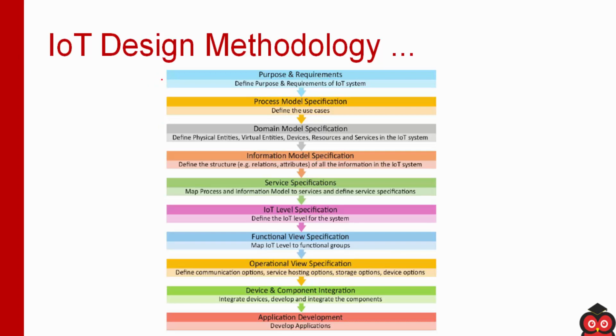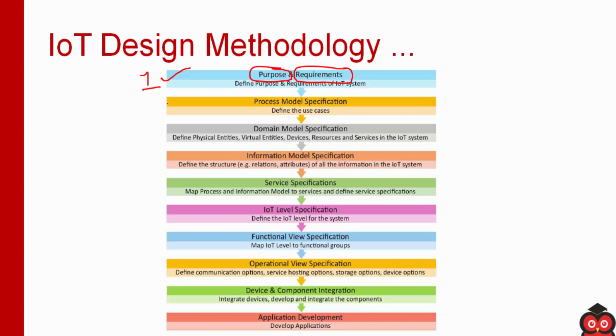Okay, so the design methodology has a total of 10 steps. It starts with purpose and requirements. Whenever a client comes to you and gives a problem, from that problem we will understand the purpose of the IoT system you have to develop, and from the client you will also gather requirements. In the IoT system, what do you want, what are your requirements?